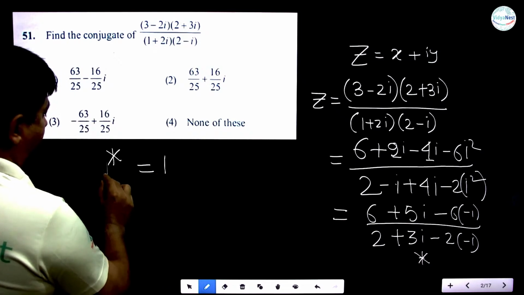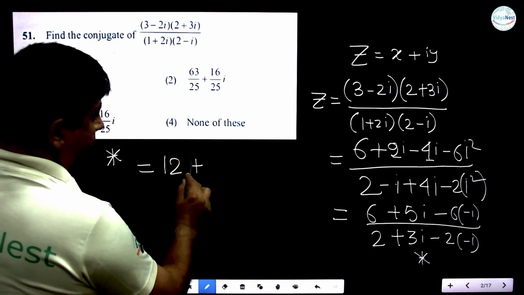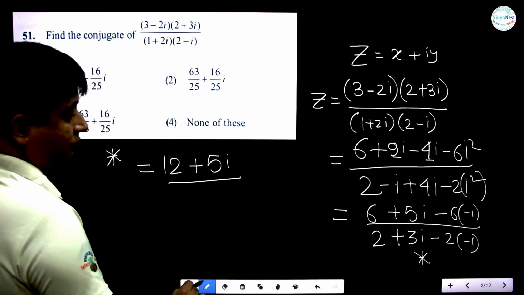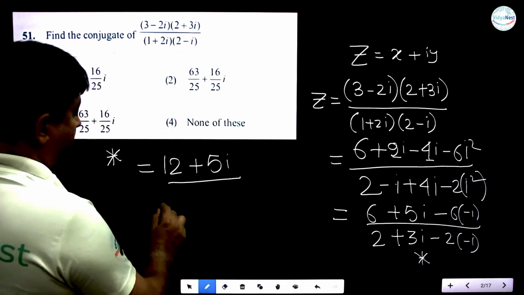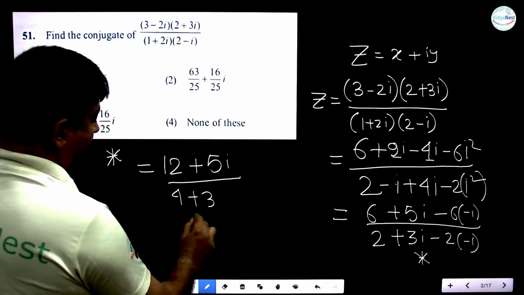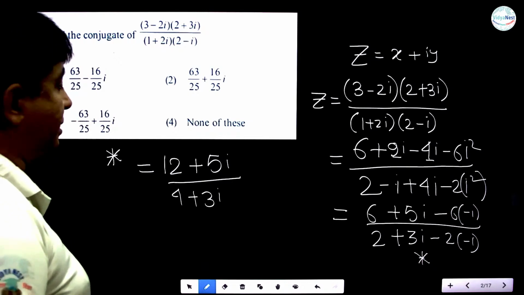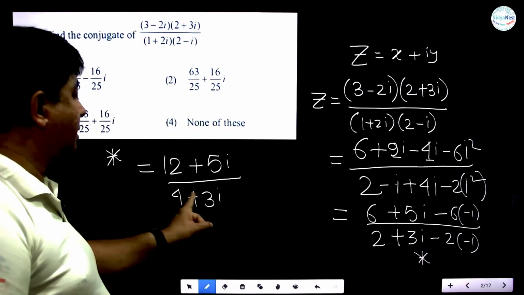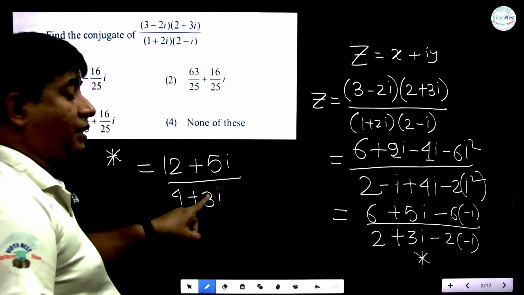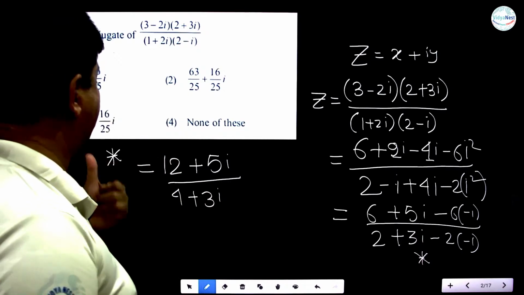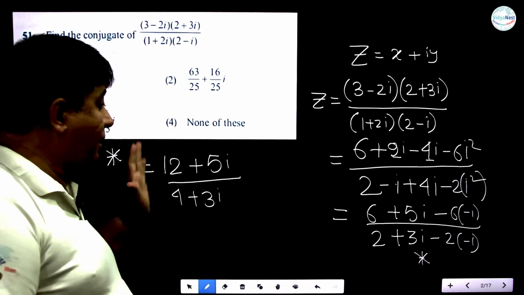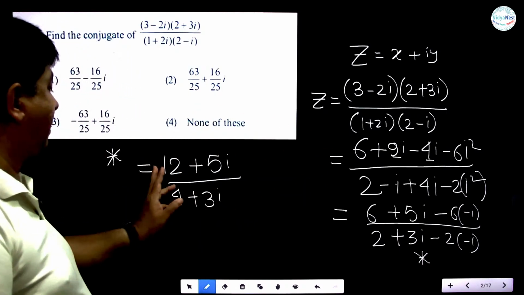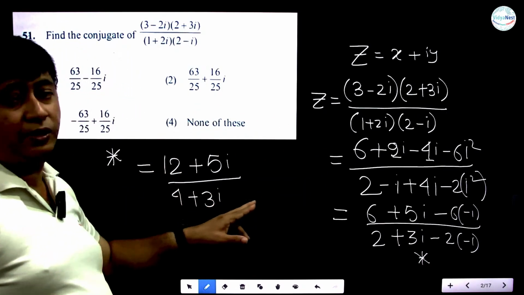After that step, 12 plus 5i by 4 plus 3i. So this is one kind of simplification we have done. Still, there is one i staying at the denominator. So again, the same procedure will be followed. I have to multiply the denominator by its conjugate.